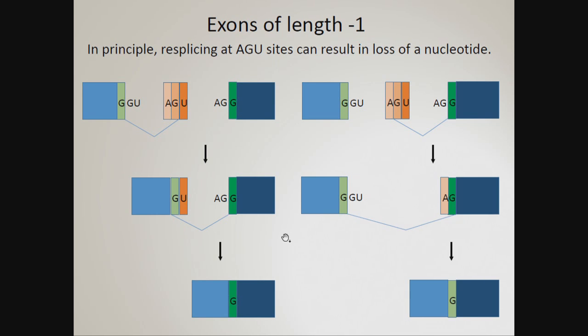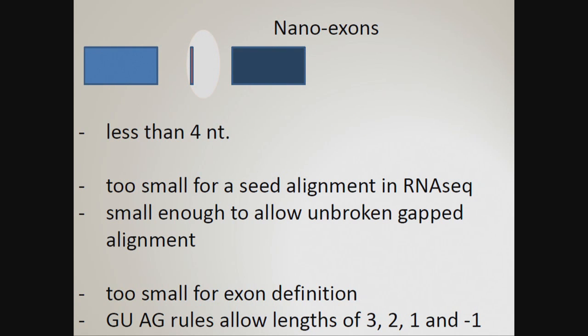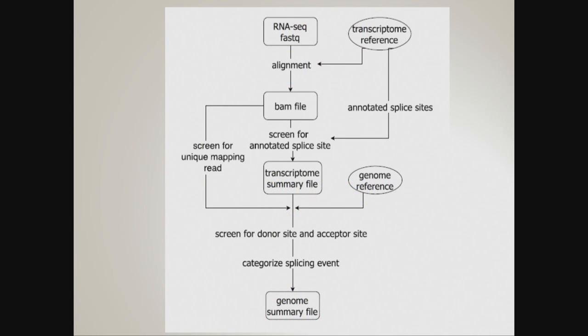Okay, next slide then gives my current definition of that as nanoexons less than 4. And bioinformatically, nanoexons can be thought of as exons which are small enough that when reads are aligned to the genome or even to the transcriptome, the gap would simply allow the alignment to occur without the exon causing a problem. So the next slide then shows how we detected nanoexons.